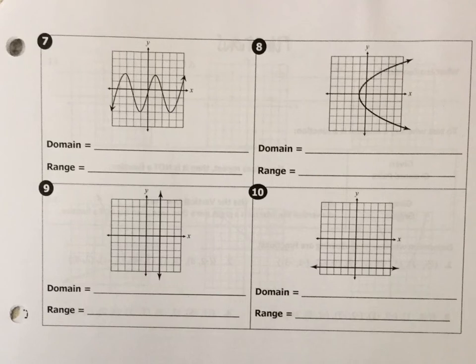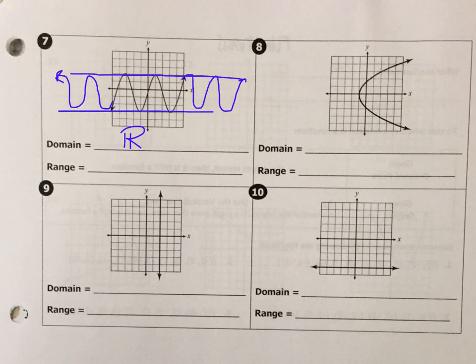Number 7, these arrows are going to go forever, but they're making a pattern as they go. So to the left and the right, that wavelength is just going to wave on and on and on. So to the left and to the right for our domain, it's all real numbers. But there is a limit to how high the waves go and how low the waves go. So the lowest point the waves go would be 1, 2, 3, -3. The highest point the wave will go, 1, 2, is a 2. So -3 less than or equal to y less than or equal to 2.